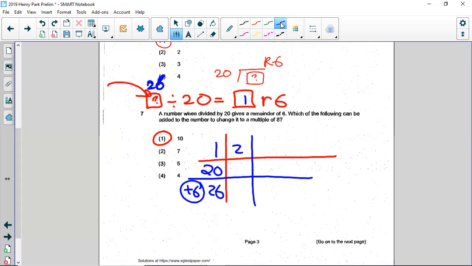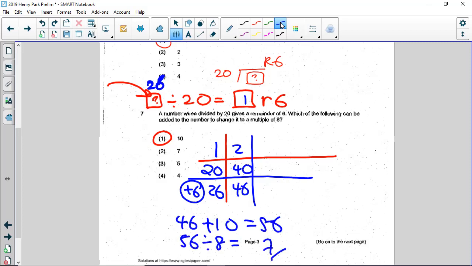Listing. So 2 times 20 is 40. 40 plus 6 is 46. And do everything again. 46 plus 10, you get 56. And is 56 a multiple of 8? Yes, 56 is a multiple of 8. So what number can be added to change it to a multiple of 8? Answer number 1, 10.